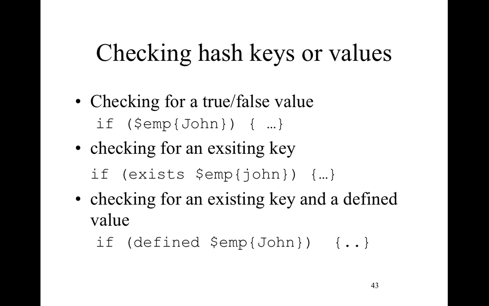Checking the hash keys or the values. Checking if true or false values exist for, let's say, for example, if temp John, he's in there. So true or false values. Checking for an existing key: if exists John as a key, then do something with it. Checking for an existing key and a defined value: if this key has this value, then do something. That is what the concept is leading to.